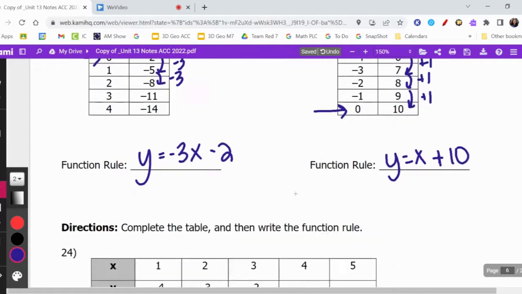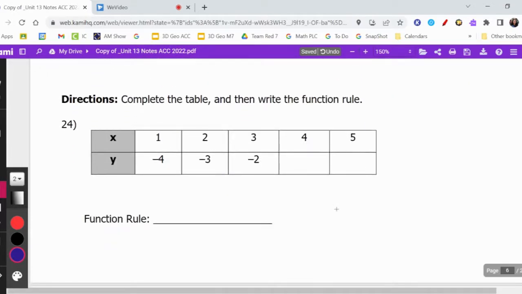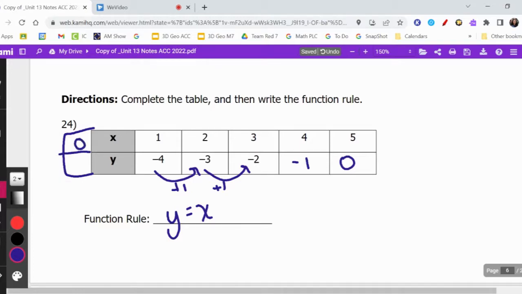All right, last one. Complete the table, then write the function rule. So we're going up by 1, up by 1. So this would be negative 1, and this would be 0. Since I'm going up by 1 each time, it's y equals x. They did not give me when x equals 0, but if I add onto the table and say x is 0, then this would have to be negative 5. So this is y equals x minus 5.